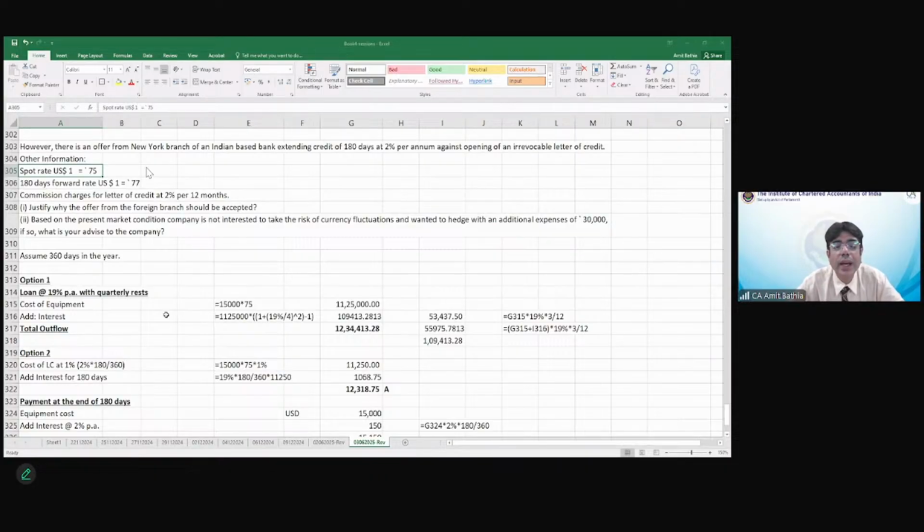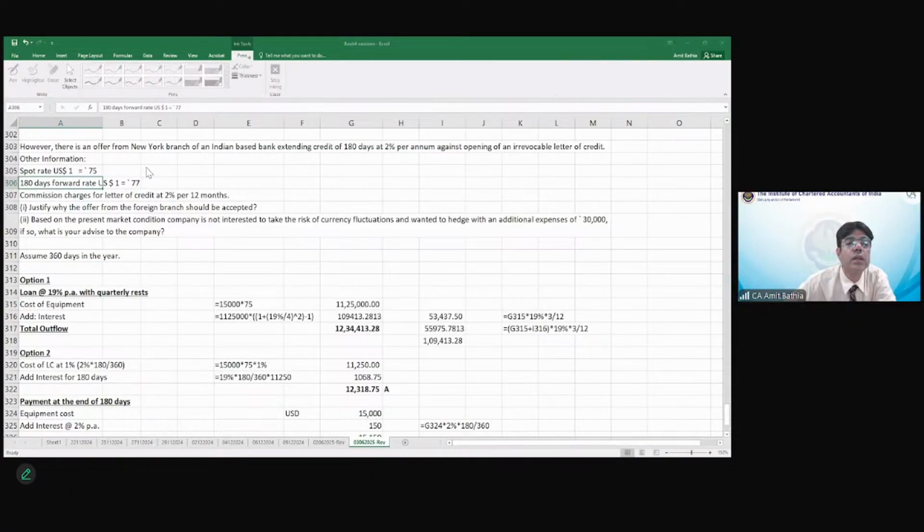If you are going to take a hedge, you are going to purchase a forward contract. What is the spot rate today? Spot rate today is 75, right? I want to cover my exposure, because it's a payable, remember, I have to make the payment. If this is going to become 77 rupees, I will have to pay 2 rupees extra. So I want to cover my position, and I am willing to pay 30,000 extra to do so.